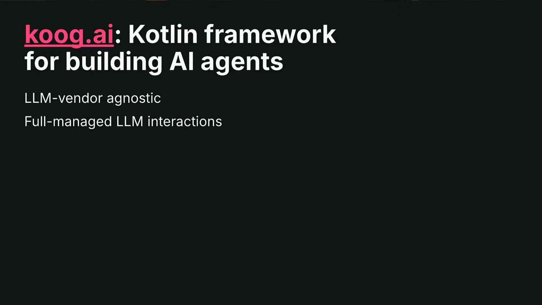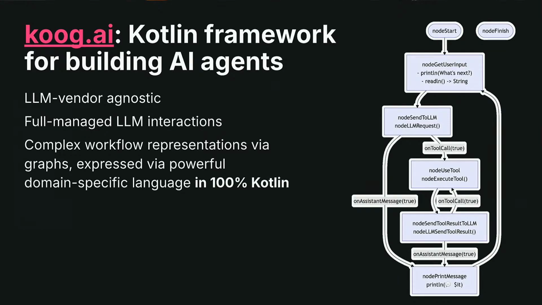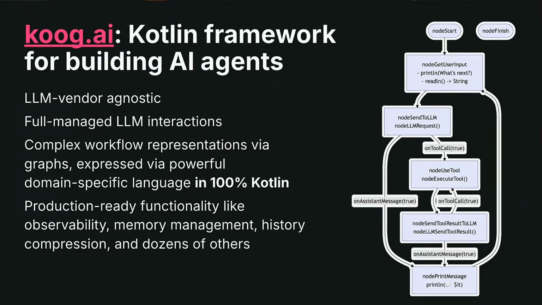Why? Because we have a framework called Koog, which is specifically designed for building even complex and scalable AI agents. It's completely LLM vendor agnostic, so we're not limiting you on anything here, and it fully manages the LLM interactions, which means that even with complex workflows, you can express those very clearly using Kotlin domain-specific languages and express even those graphs in a way that's easy to maintain. And what's most important is that this isn't just for toys, it's also for things that are supposed to scale up. It has observability and traceability, memory management, history compression, and tons of other things.